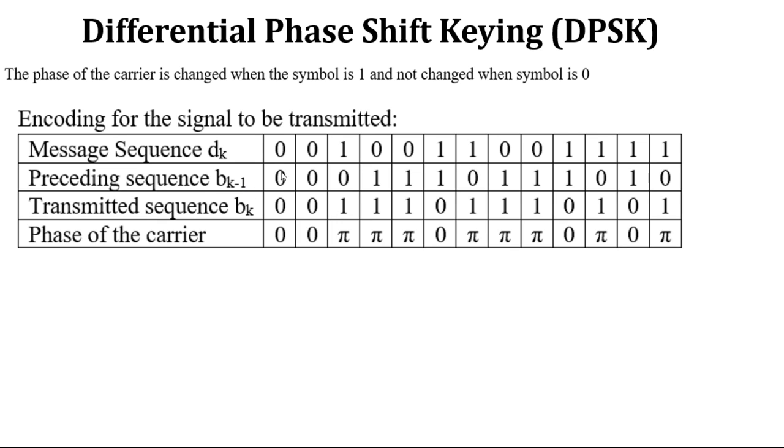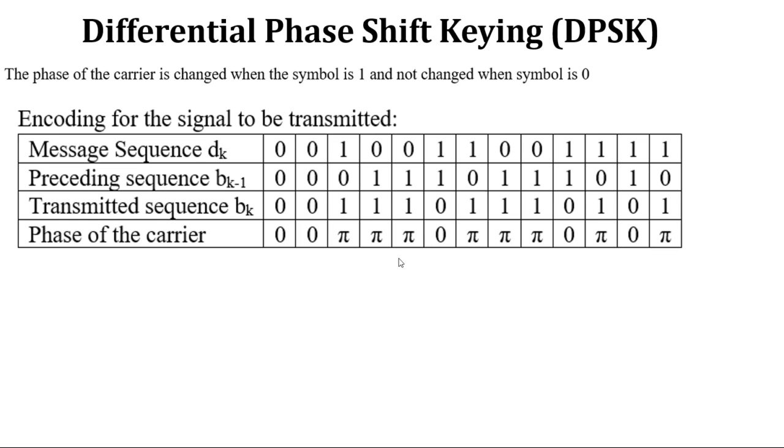Initially there will be nothing here, so we have assumed that it is 0. Applying 1 bit later, this 0 will be here, after 1 bit duration. This 1 will be here, this 1 here, this 1 here. This 0 will be here, this 1 here, this 1 here, and so on.